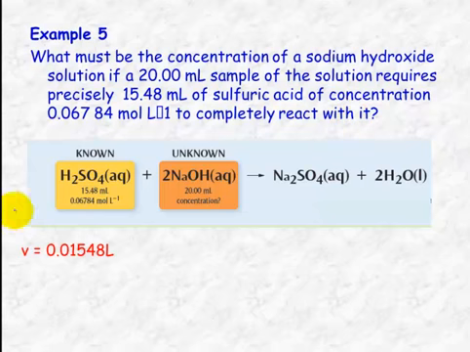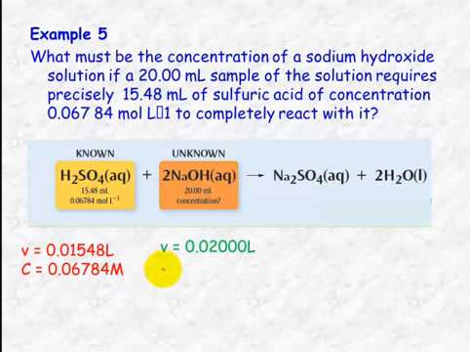We know that volume is 15.48 mL of sulfuric acid. We need to convert this to litres, so we get 0.01548 litres. We know the concentration is 0.06784 molar. Great. We're able now to work out the number of mole of this.